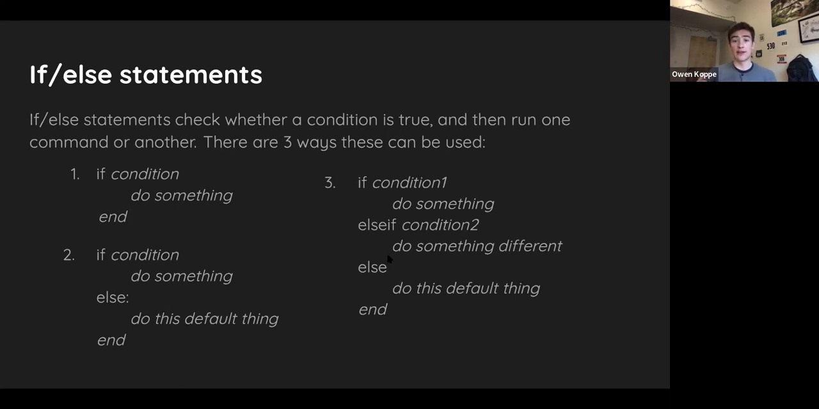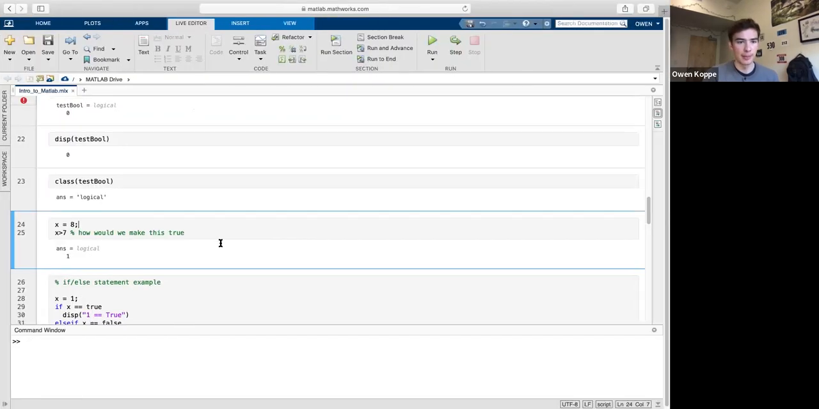And then again, we can have a catch-all with the else block. So if all the conditions are not satisfied, we'll do something default. So these are the 3 main kinds of logical flows of logic in MATLAB. So now we'll switch over to code and see some examples of these.